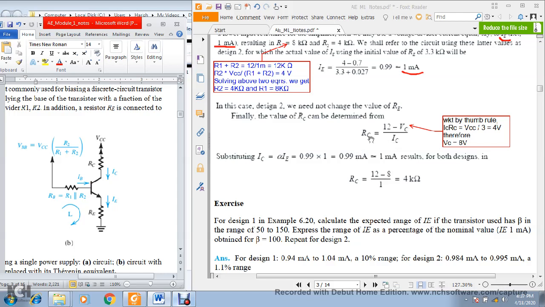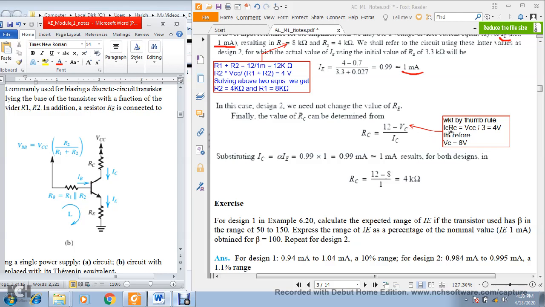The current flowing through this resistor, IC, is equal to VCC minus VC divided by RC. This point I considered as VC. So VCC minus VC divided by RC gives you the current IC. So I am solving for RC here. R is equal to V by I, simple. V is the difference voltage, VCC minus VC. But I don't know what is VC.